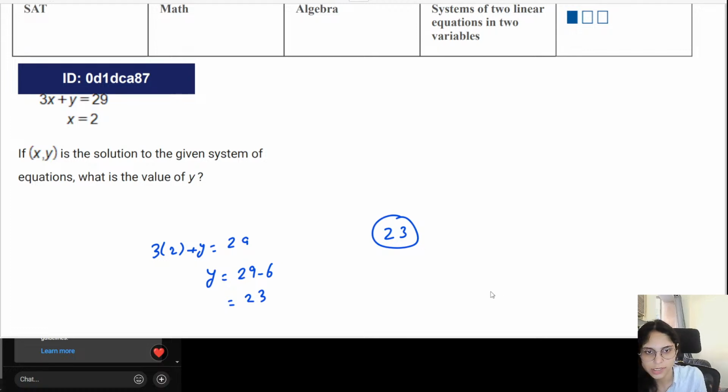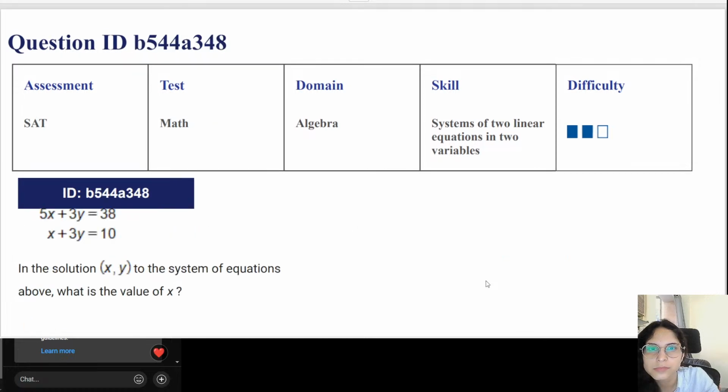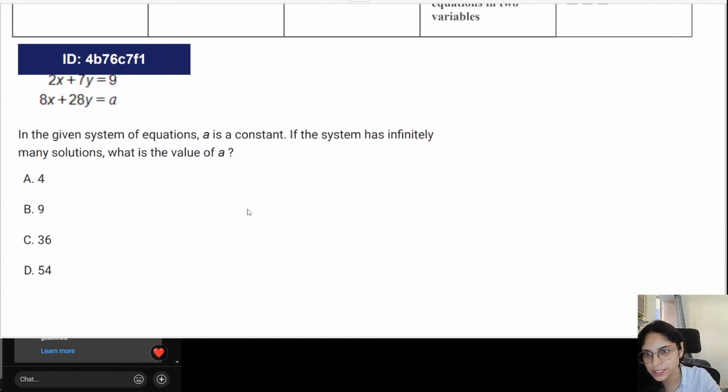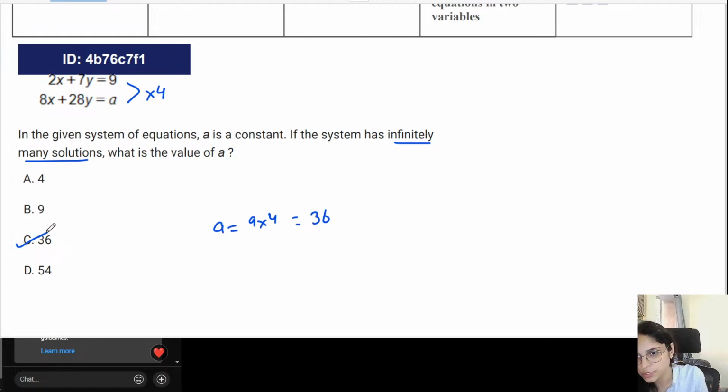And the last problem is 66. It's the last problem of the document, and also the last problem of the normal easy problems. So 2x plus 7y equals 9, and 8x plus 28y equals a. In the given system of equations, a is a constant. If the system has infinitely many solutions, what is the value of a? You can see 2 times 4 is 8, 7 times 4 is 28. Basically, you're multiplying this equation by 4. For infinitely many solutions, it has to be the exact same thing. So a is going to be 9 times 4. Answer is going to be 36.